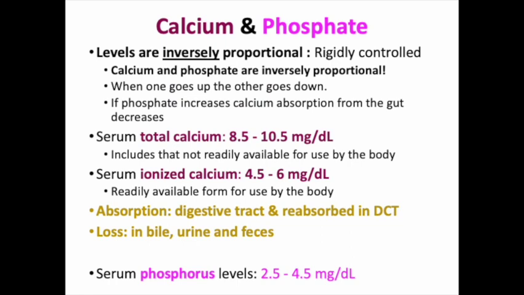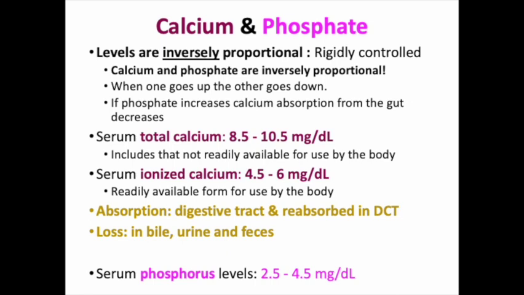So again, calcium and phosphate are inversely proportional. They are very tightly controlled. Calcium and phosphate will move in opposite directions. When one goes up, the other one will go down. If phosphate increases, calcium absorption from the gut will then decrease.